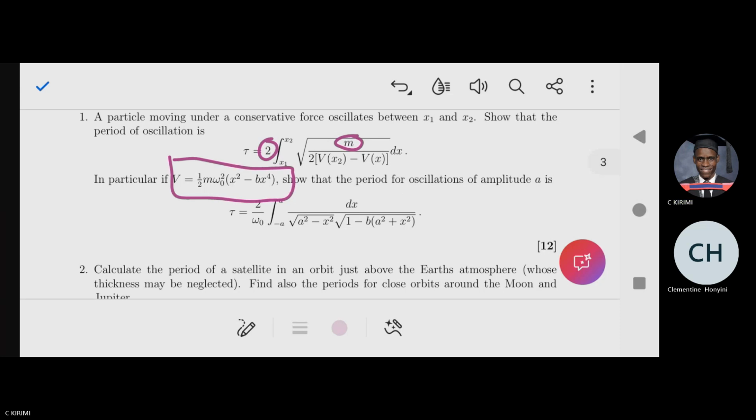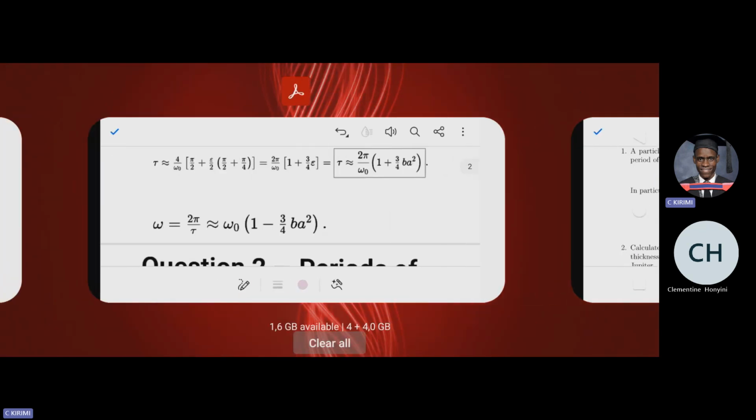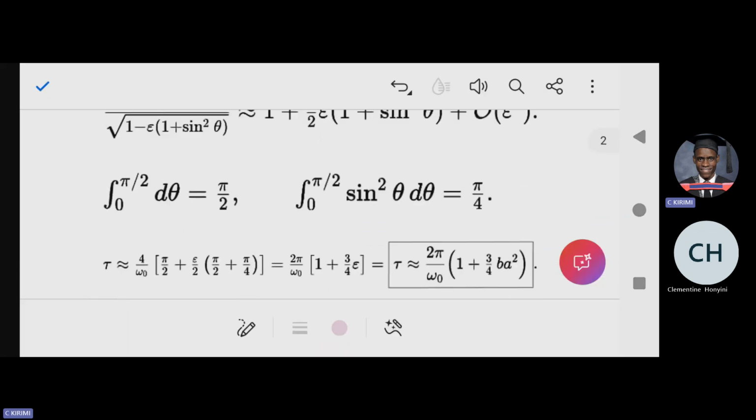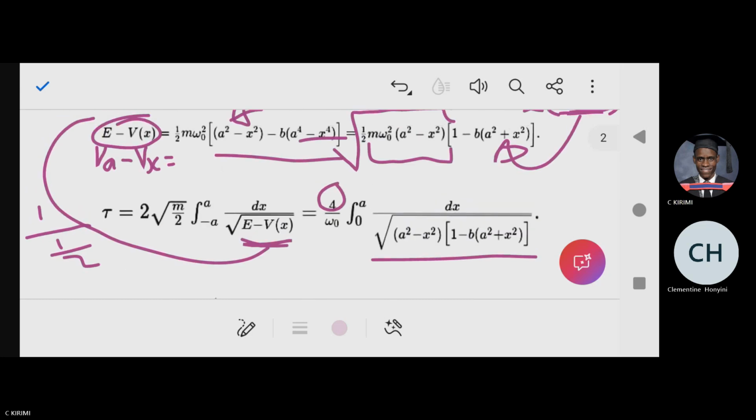Clementine? We're already there. We are just left with just 2 steps, then we will conclude. We are already here, isn't it?